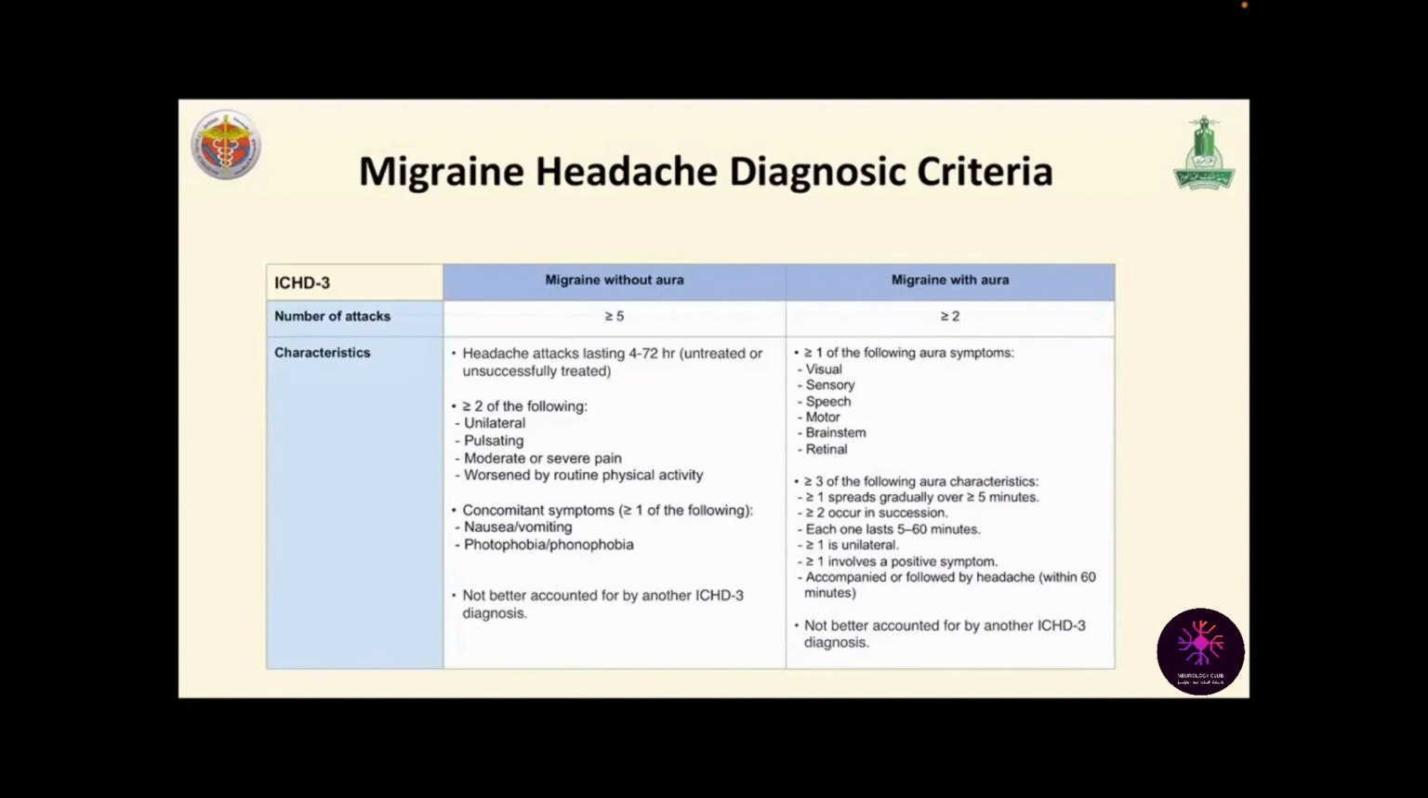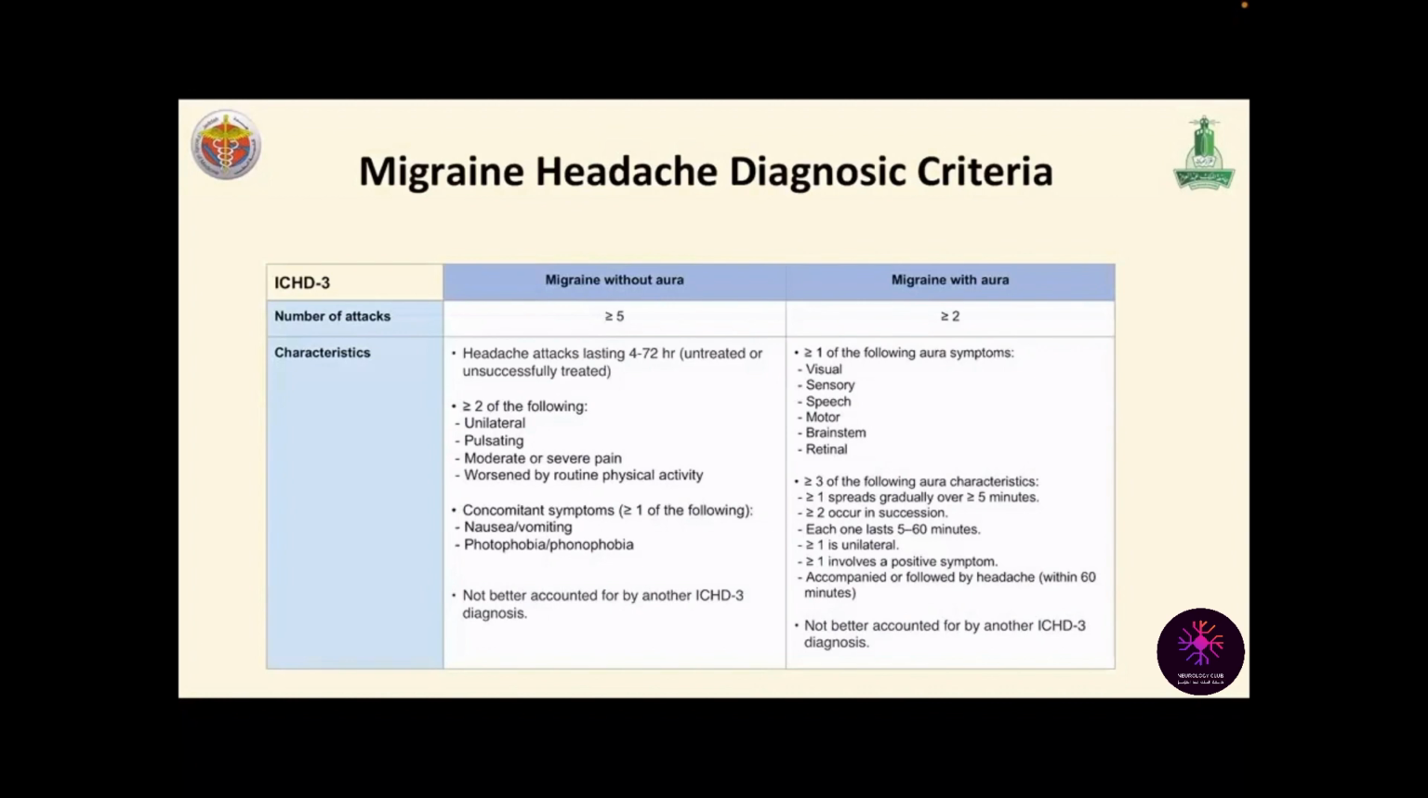Another criteria is having one or more of the following concomitant symptoms, so nausea, vomiting, or photophobia and phonophobia. And of course, they shouldn't be better accounted for by another diagnosis, as a lot of the secondary headaches can mimic migraines or have similar features.